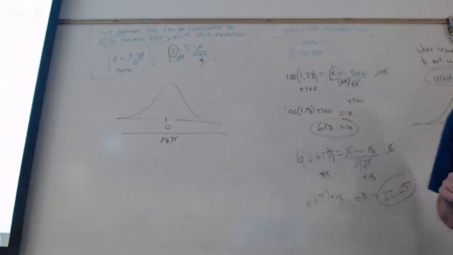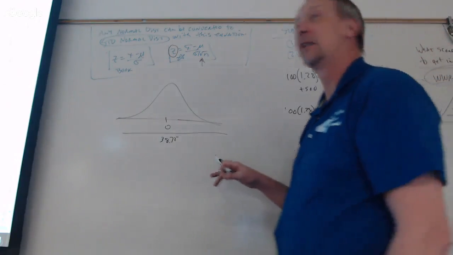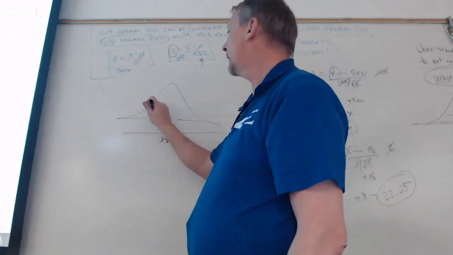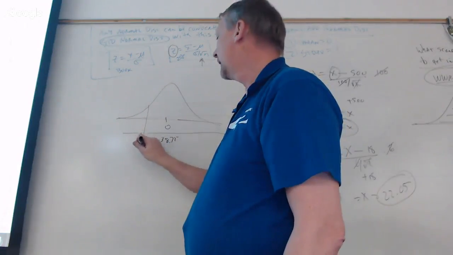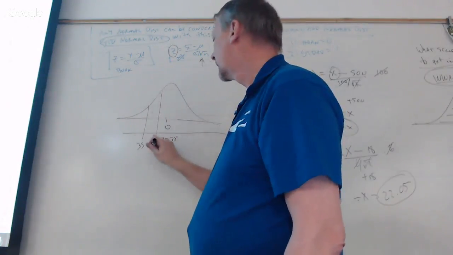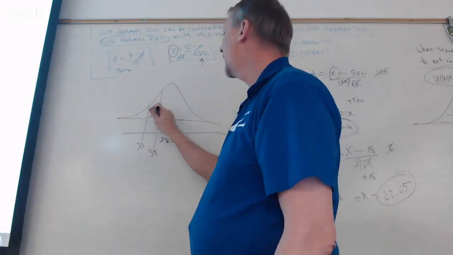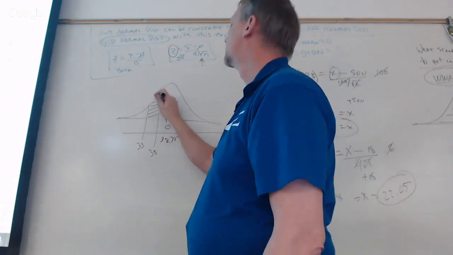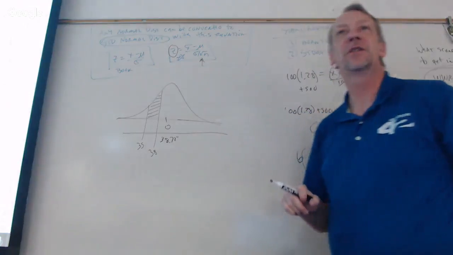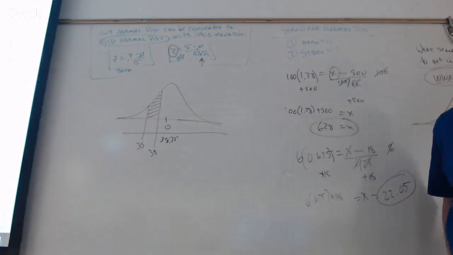Now, 35 to 38 inches, are these taller than normal toddlers or smaller? They're both smaller, so they're going to be on this side. We want 35 to 38 inches tall, so we want this area here. These are smaller than average toddlers. So how do we find that area?